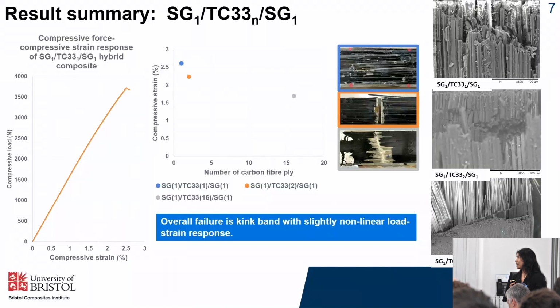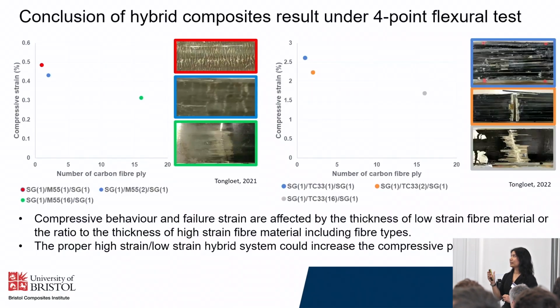And this is the overall summary of the experimental result that I got from TC33. All of them create a nonlinear response, including kink band, which occurs in all three cases. And again, the higher number of carbon fiber applied decreases the composite strain of the material.